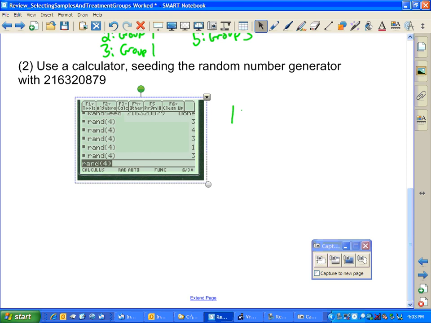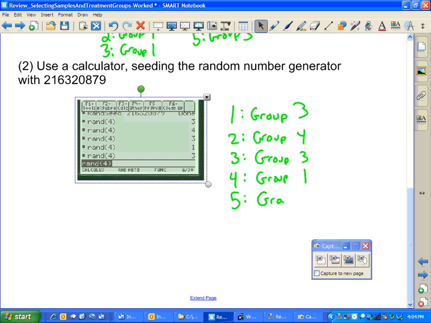Person 1, group 3; person 2, group 4; person 3, in group 3; the fourth volunteer in group 1; and the fifth volunteer in group 3. That'll take care of it.